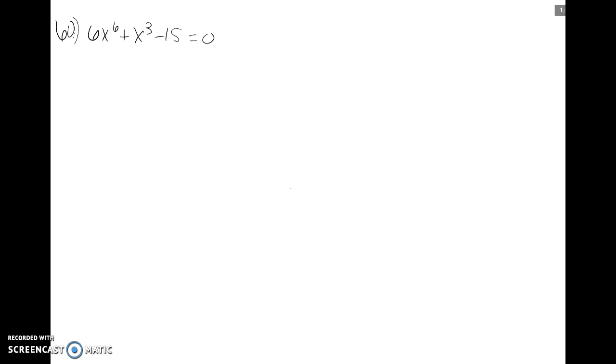All right, so what you want to look at when you have to do that is your middle term, which is x cubed. You want to make sure the variable for the first term is twice the degree of the middle term. So your middle is x cubed, and if you square that, you get x to the 6. So this matches the quadratic form. You have x to the 6 on the first term and x cubed on the second term.